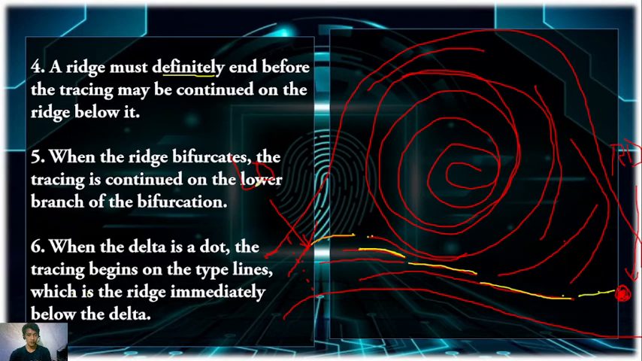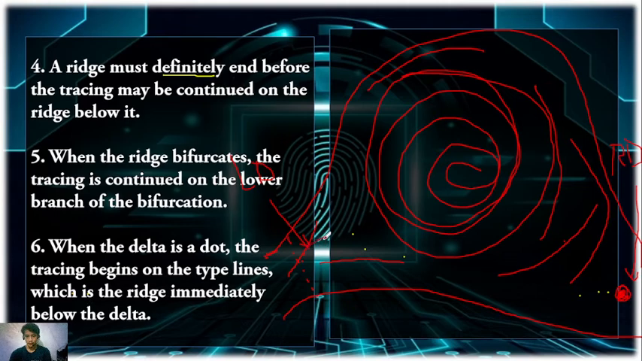Okay, so when the ridge bifurcates, the tracing is continued on the lower branch of the bifurcation. So sabihin natin nag-bifurcate siya. Okay, erase natin to. Sabihin natin itong ridge na ito, palitan natin yung kulay ulit. So balik tayo sa red.